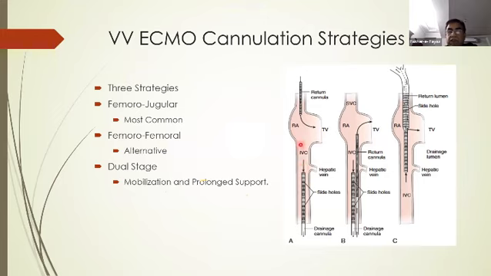Because we are draining from the same site, there may be recirculation, sort of hypoxemia. The other alternative is femorofemoral, where we place one drainage cannula in one femoral vein, placed in the IVC, and the return cannula is placed into the right atrium, usually from the other femoral side, but that basically goes into the right atrium for the return cannula.